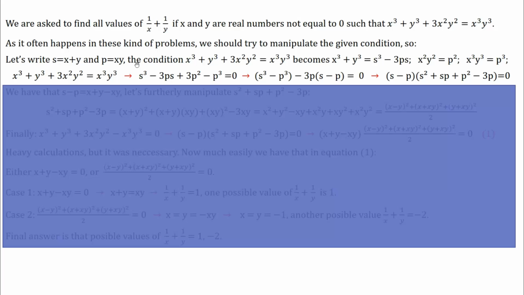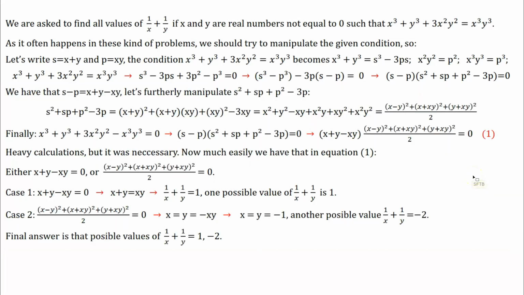Now the given condition under these new substitutions will become s cubed minus 3ps plus 3p squared minus p cubed is equal to 0, or if we factorize in this case the expression, we will get that s cubed minus p cubed minus 3p, which multiplies s minus p, is equal to 0. So we factorize s minus p, and we will have this form. So the given equation becomes under this form.